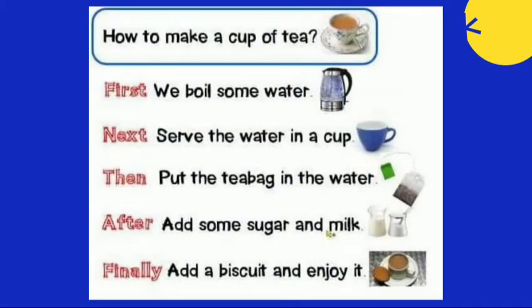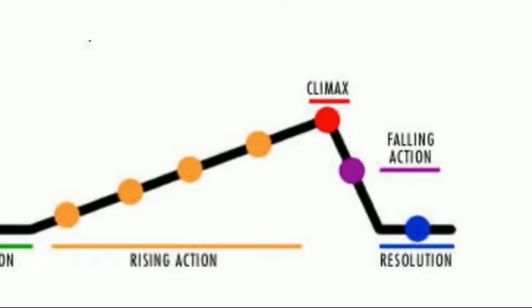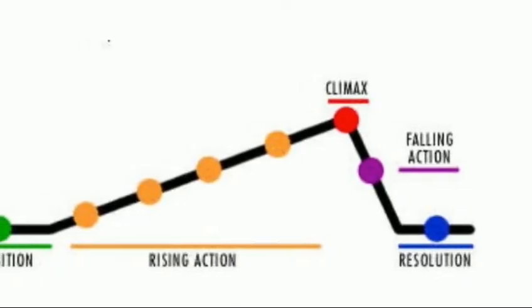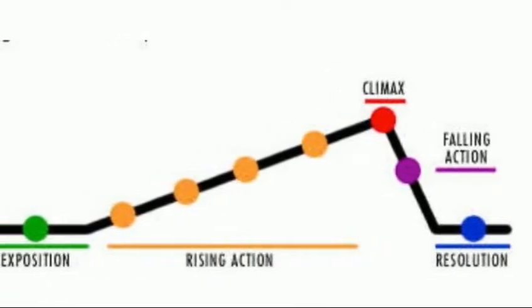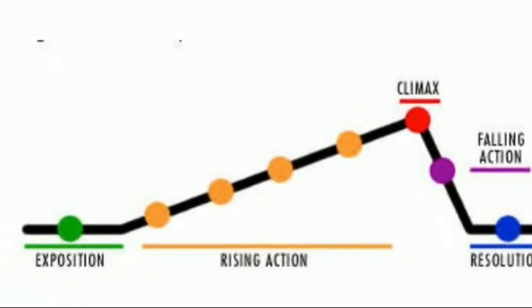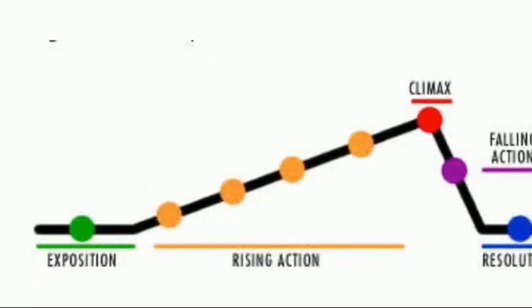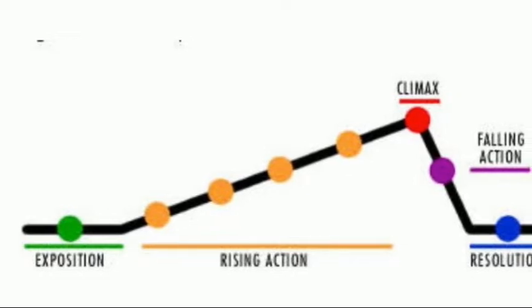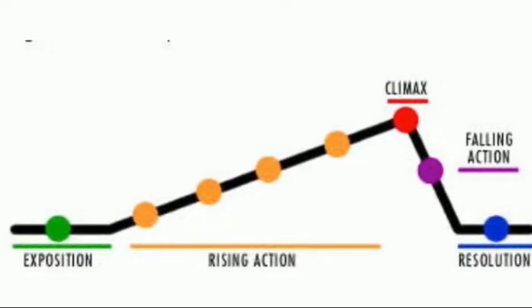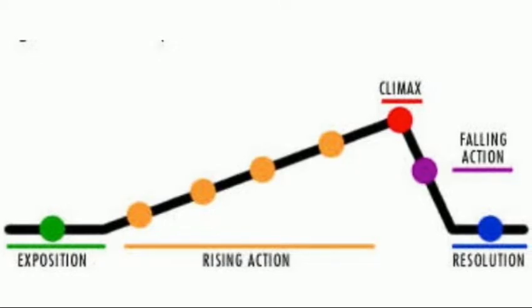This picture reflects the orderly steps to take when making a cup of tea. And the plot has a diagram like this, which begins with the exposition. The exposition introduces the story and it leads to a series of events that leads to the climax. The climax is the highest point of interest in a story. After the climax, the events begin to drop and lead to the resolution that concludes the story.